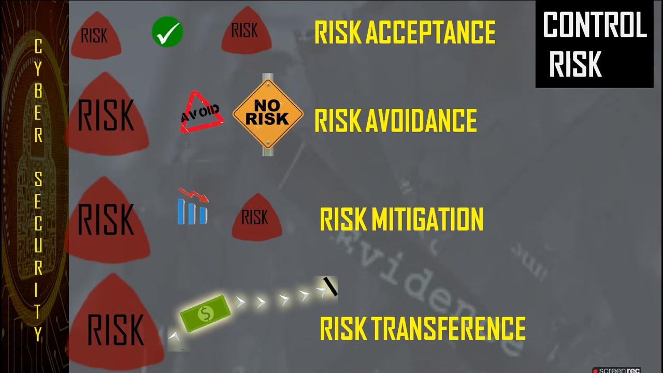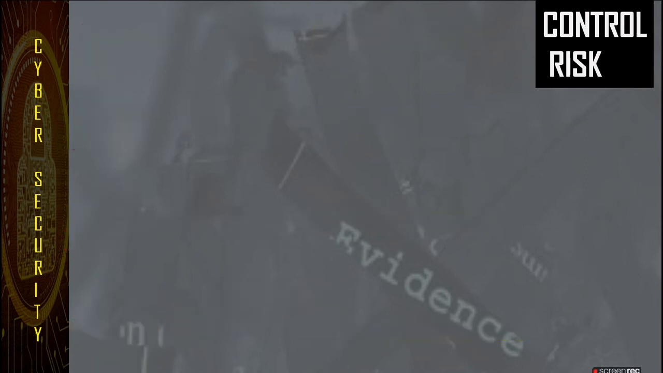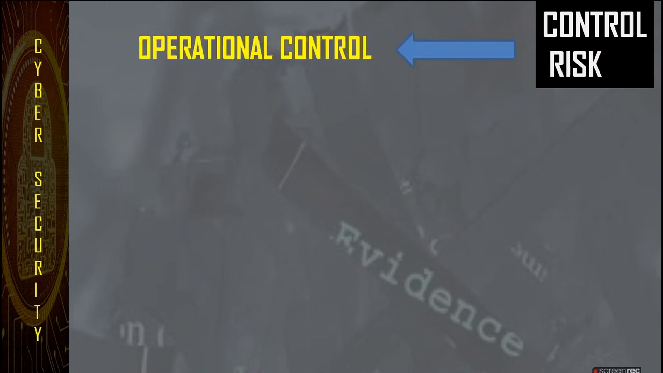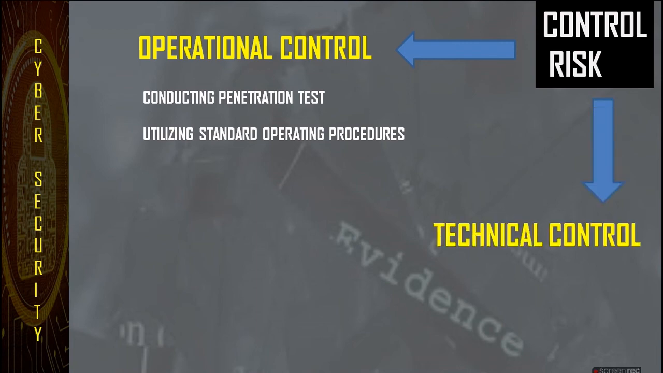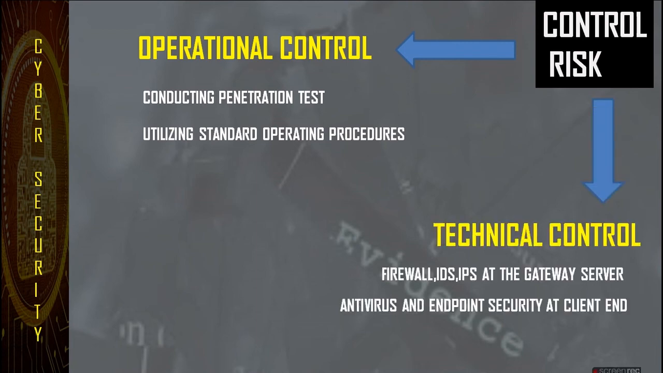The first one is technical controls: systems, devices, software, and settings used to enforce CIA requirements. Examples: using firewalls, IDS, and IPS, and installing antivirus and endpoint security. The second one is operational controls: practices and procedures to increase security. Examples: conducting penetration tests and utilizing standard operating procedures.